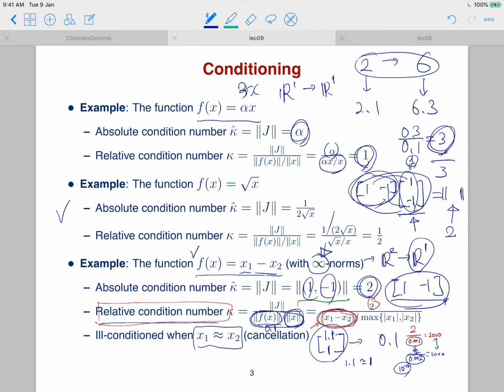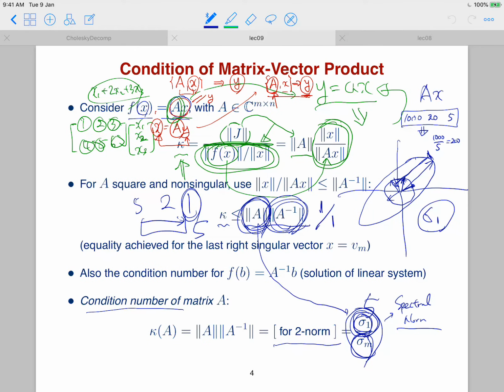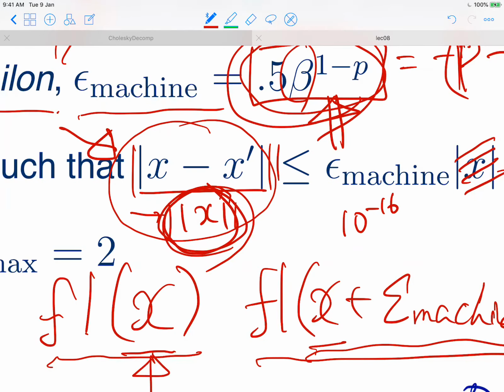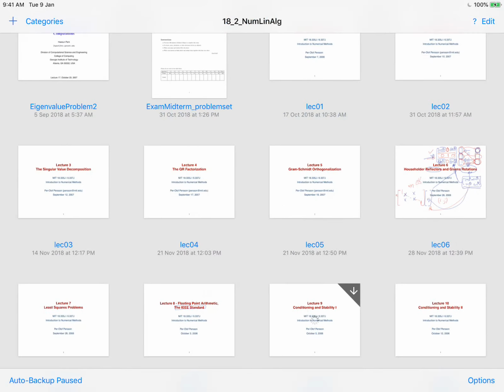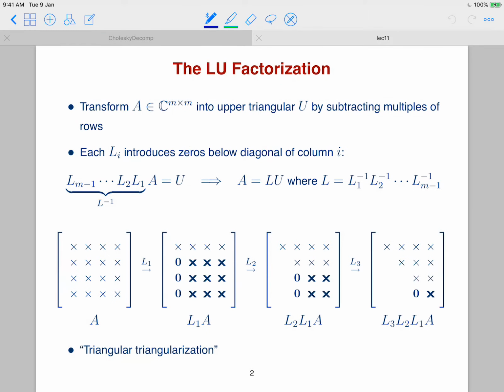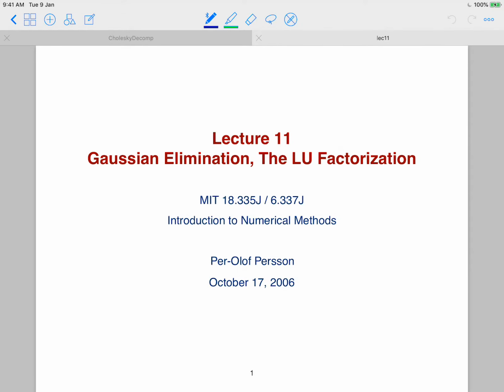So that was about conditioning and stability, and then we will move to the next chapter, LU factorization.